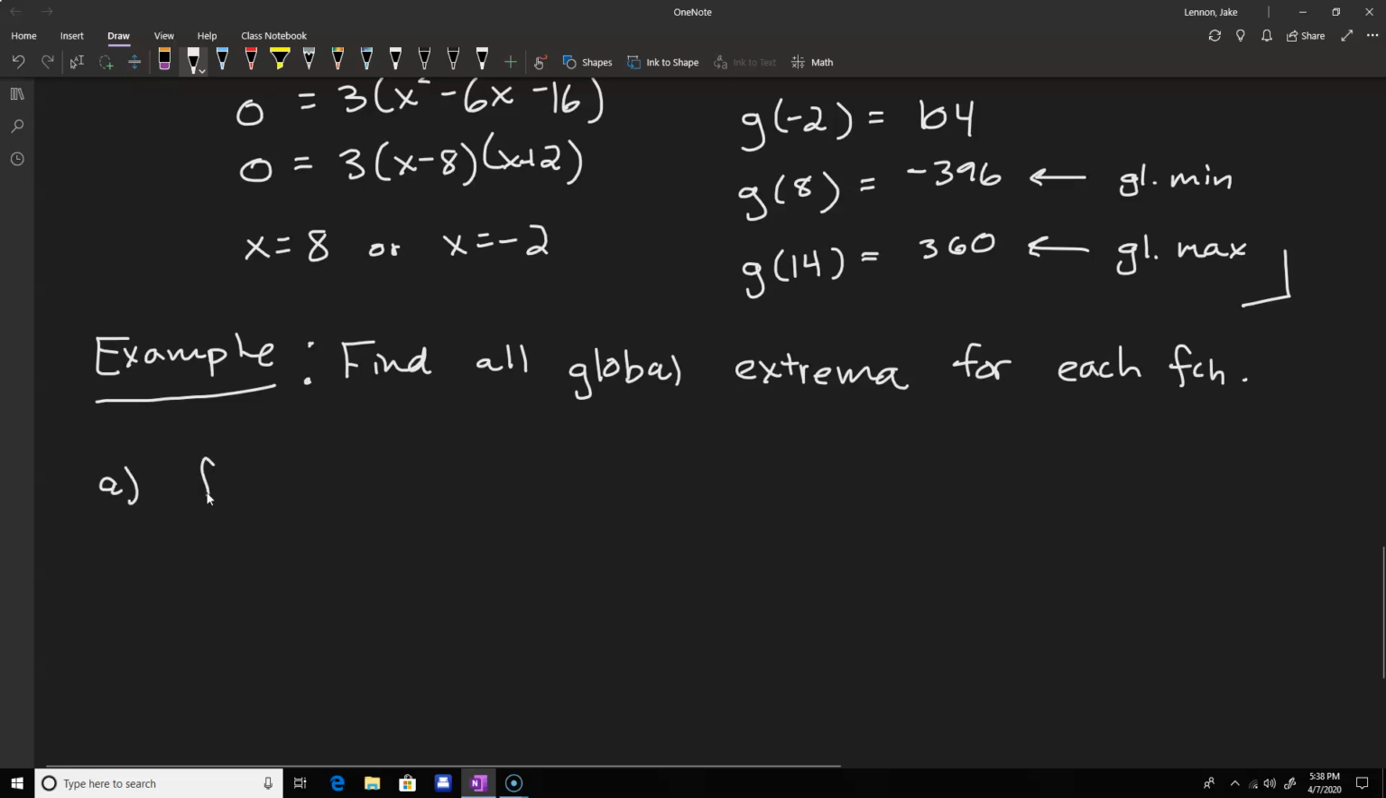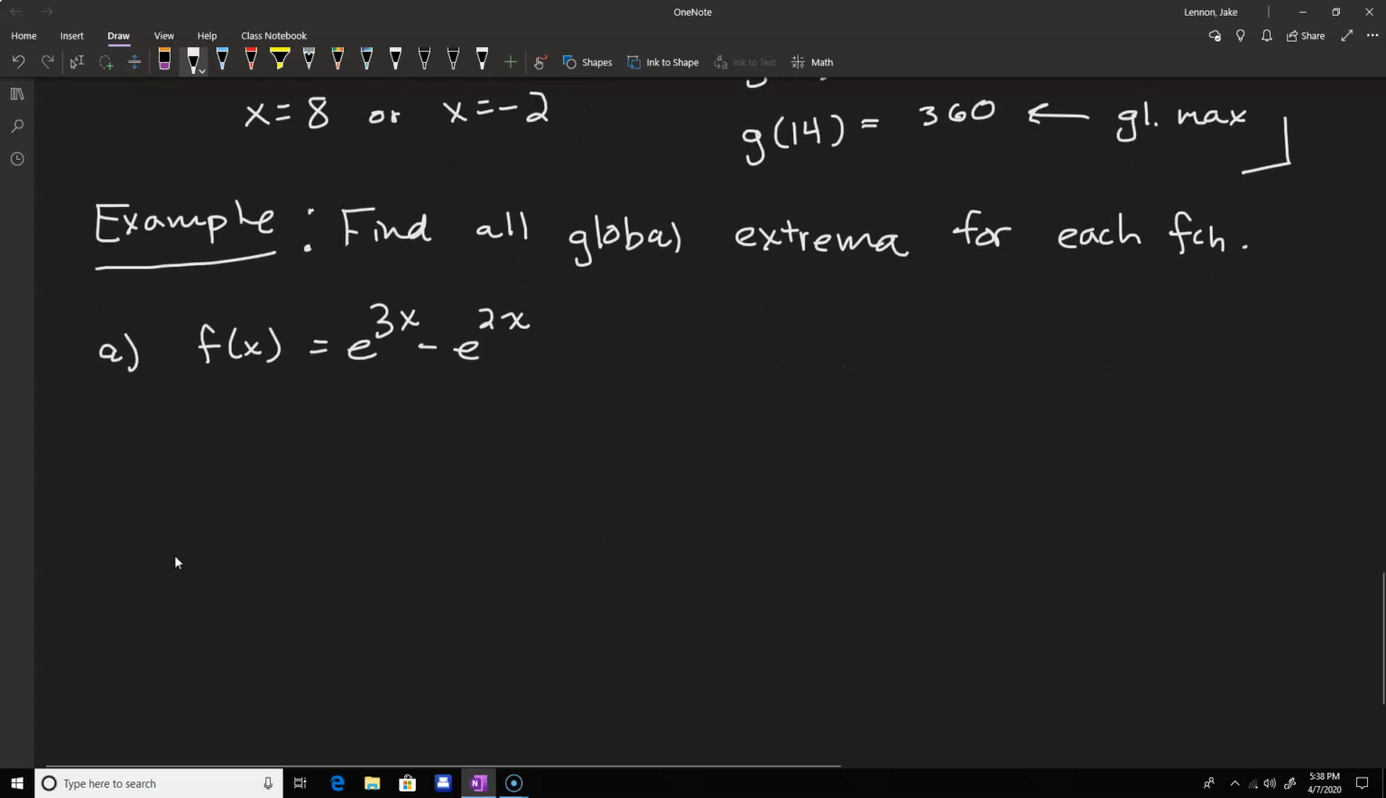So the first function is e to the 3x minus e to the 2x. Again, notice that there's not a specified domain. So still we want to take the derivative, set that equal to 0, and solve. Remember the derivative rule for continuous exponential functions.